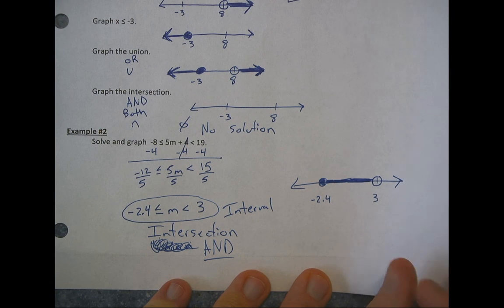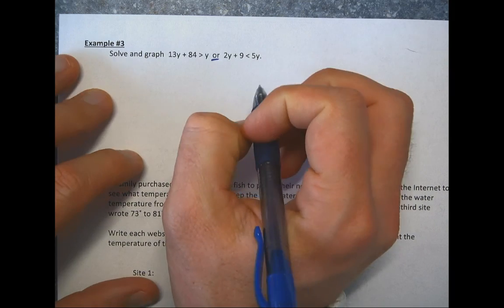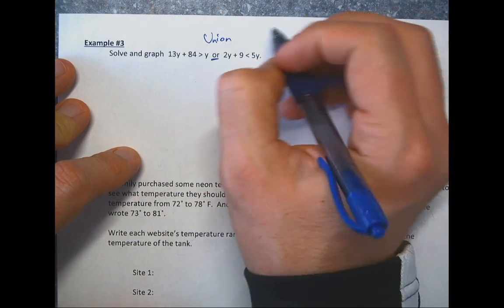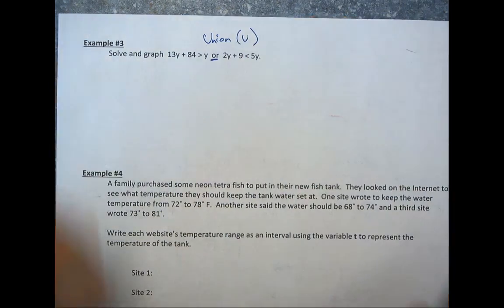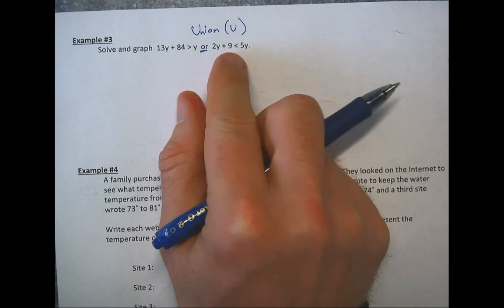So now this was an intersection. Let's look at a union. So if you flip this over, see the word or. So this is your union, which is this symbol. So we're going to solve and graph this. So you'll notice these are separate. So we're going to solve them separately.